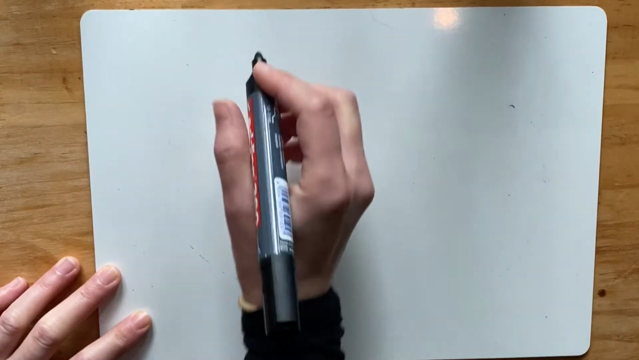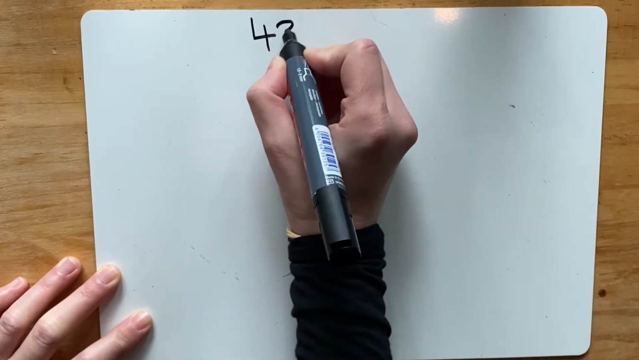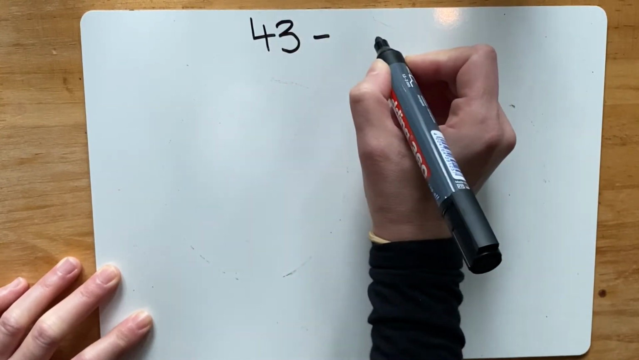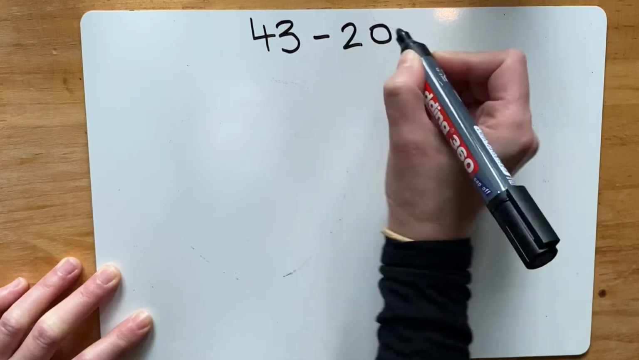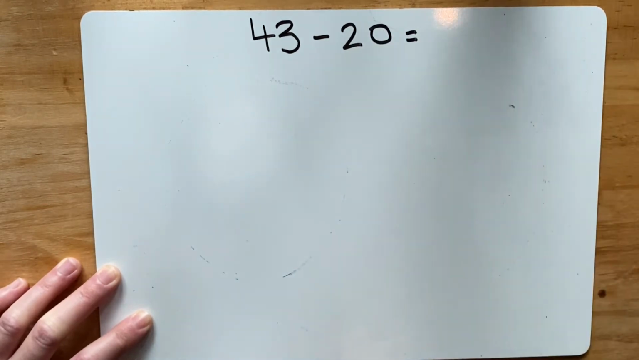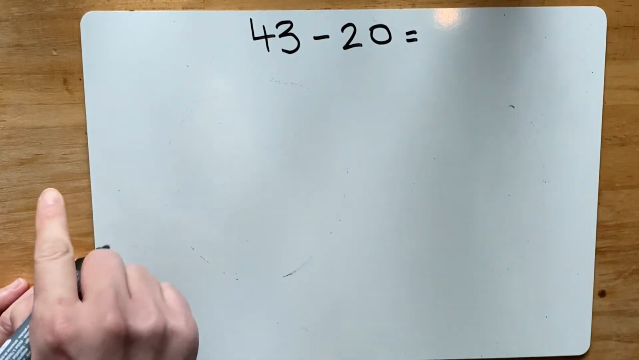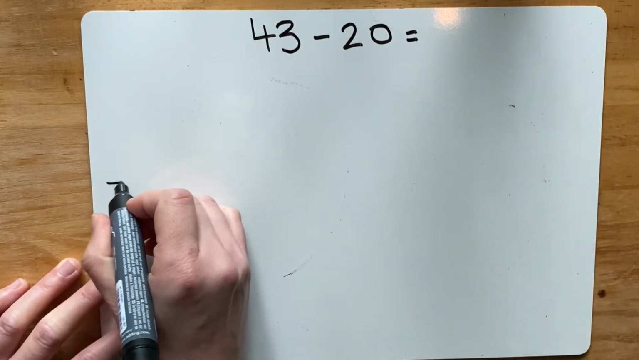Our first example today is going to be 43 take away 20. Step number 1, we have to draw our number line.